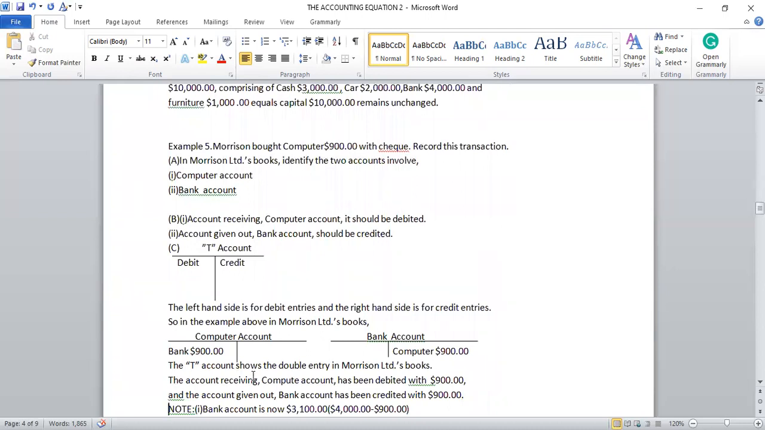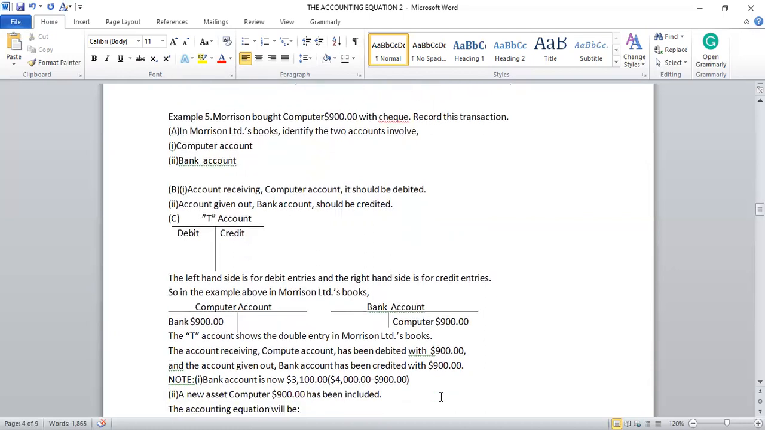The T account shows the double entry in Morrison Limited books. The account receiving, computer account, has been debited with $900. And the account given out, the bank account, has been credited with $900. So you note that the bank account is now $3,100. Why? It was $4,000 and $900 have been taken out to buy the computer. So that's why a new asset, computer, $900 has been included.